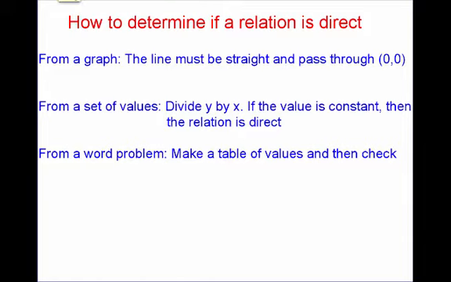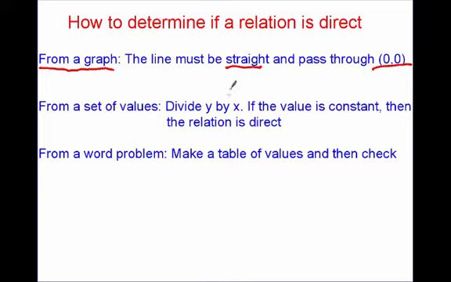So how are we going to tell if a relation is direct? Well, three things to talk about. From a graph, as I just talked about, the line must be straight and pass through 0, 0. So we're just going to look at our graphs and say, okay, is this a straight line? Yes or no? Does it pass through 0, 0? Yes or no? It has to be both of these things to be a direct variation.